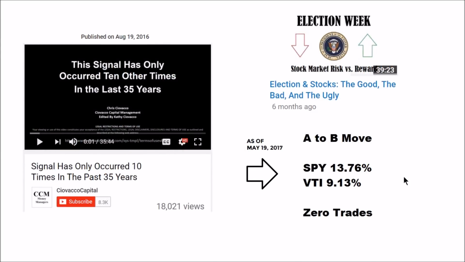You may also remember back in that May 19th video, we said that our core positions, or the master market model, was working fine. At that time, our positions were up between 9 and 14%. How did these positions do for the full year 2017?